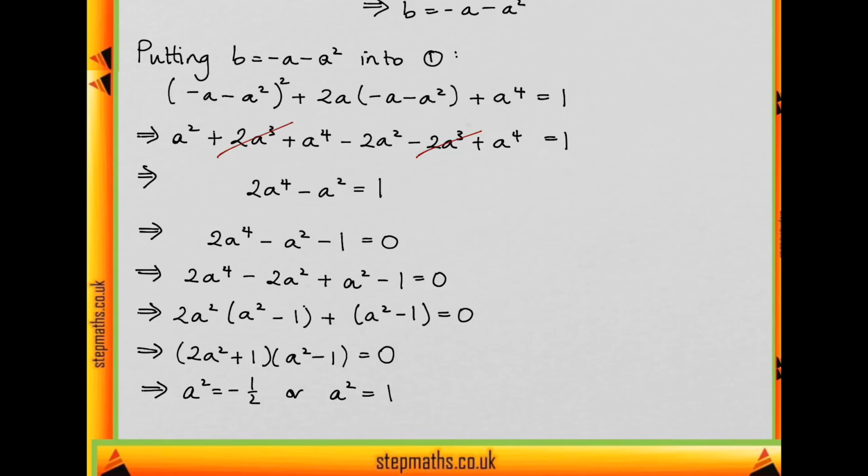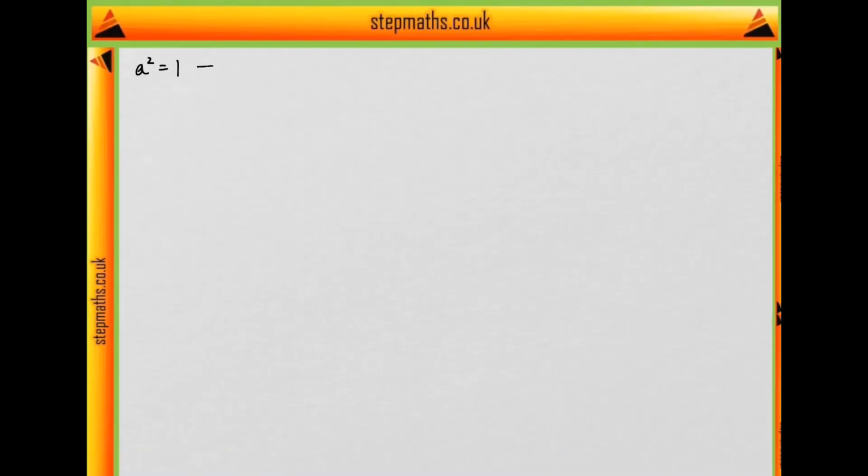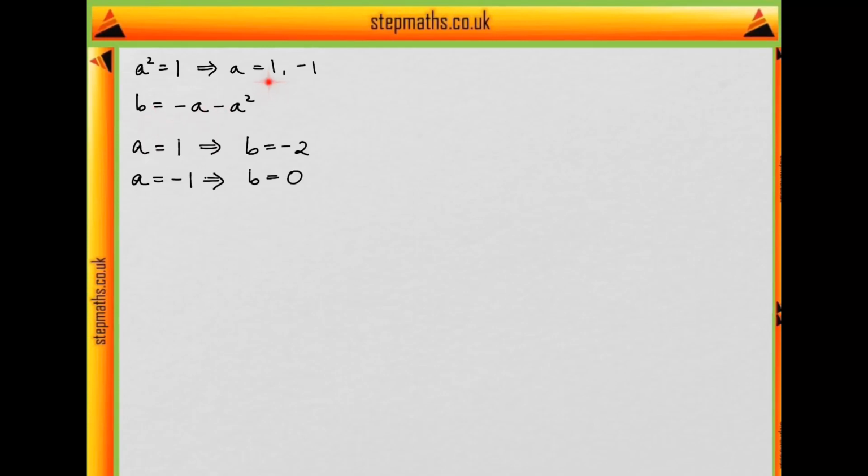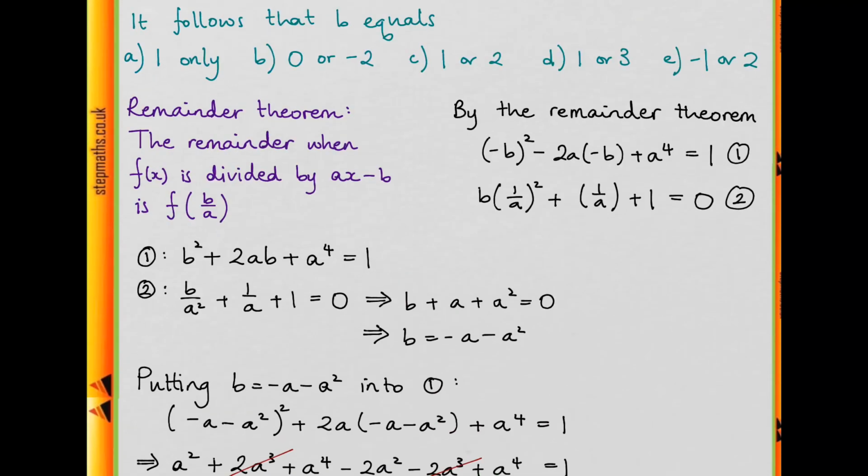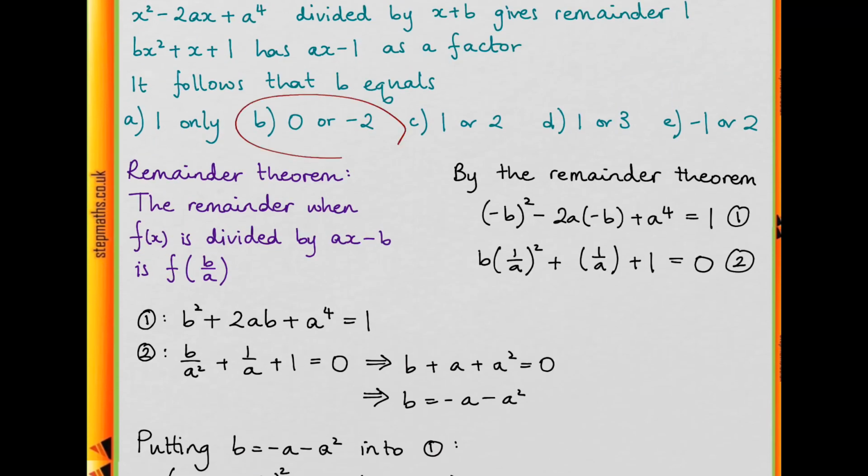And what we end up with is either a squared equal to minus half or a squared equals 1. And of course, we can't have a real a with a squared equaling minus half. So a squared equals 1 is the root we're going to want to take. And that must mean that a is either 1 or minus 1. And remember, b is minus a squared, then substituting a equals 1 and minus 1 into this formula for b, we get that b is either minus 2 or 0, and that means that our answer is b.